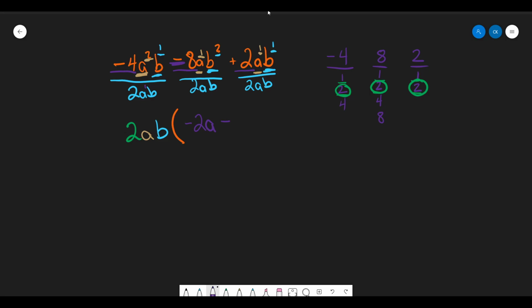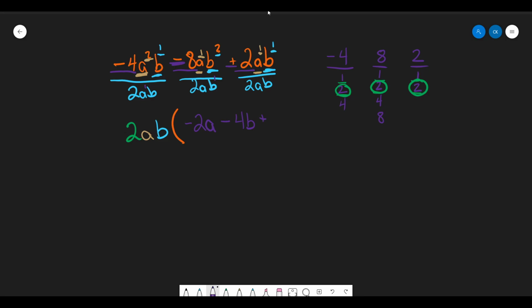8 divided by 2, that's going to give me 4. A divided by a, those will cancel out. B squared divided by b, subtract the exponents, 2 minus 1, that gives me b to the first, or just b, and that's it. Take the plus, bring it down.